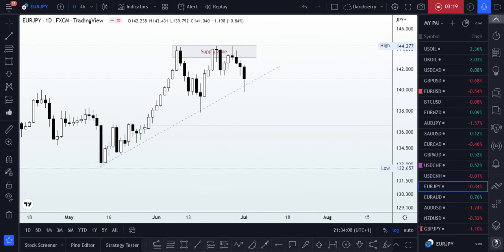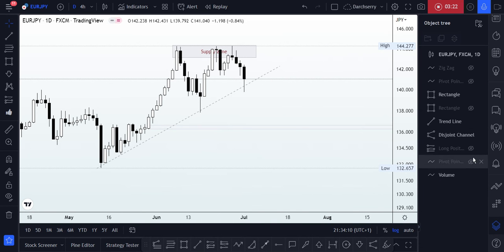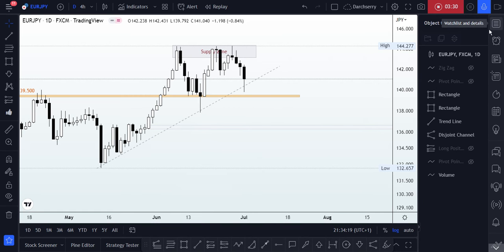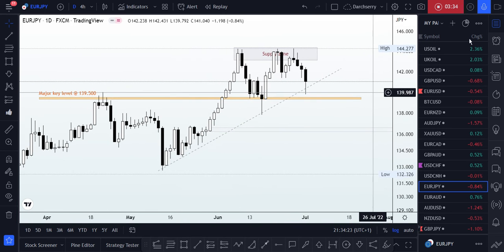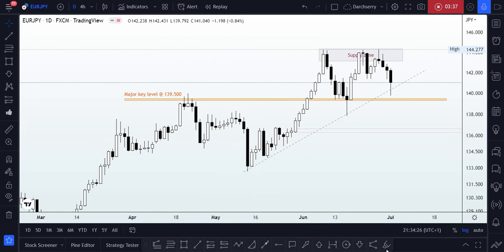Hold on a second. Let me bring that out. So I identified a key level at around the 139.500 area. And why is that so? I will show you in a moment.